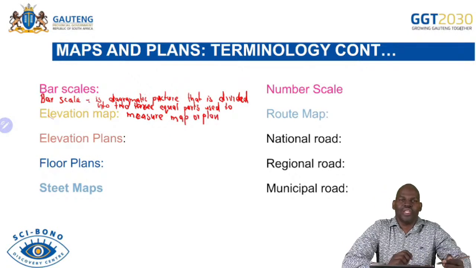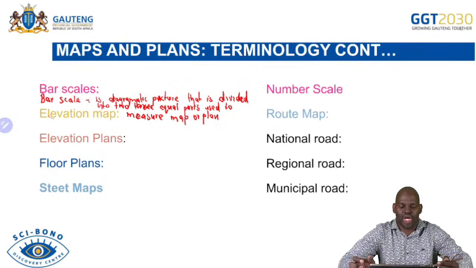Okay, or it's a line that is divided into two or three parts, and that is used to measure a map or plan. So that is the simple definition of a bar scale.